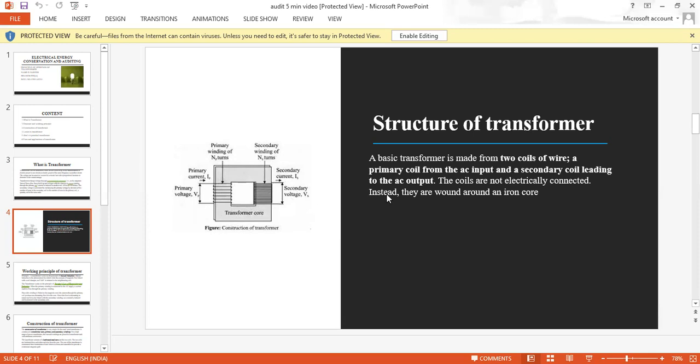Here, the basic transformer is made from two coils of wire, a primary coil from the AC input and a secondary coil leading to the AC output. The coils are not electrically connected. Instead, they are wound around an iron core.